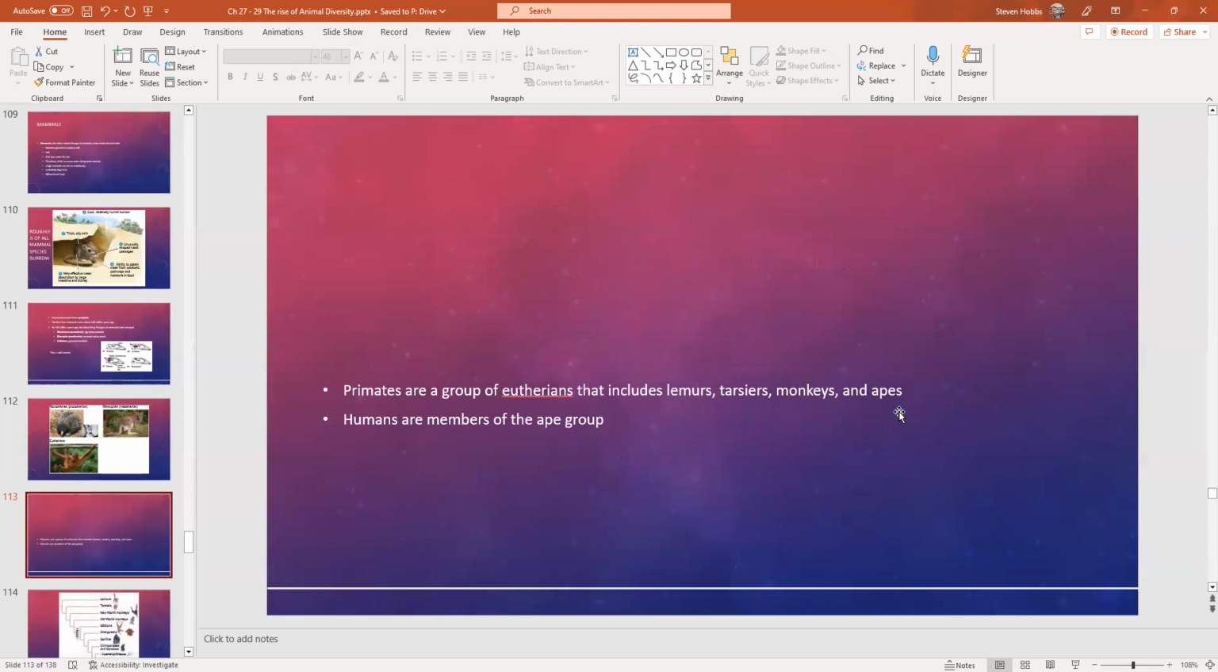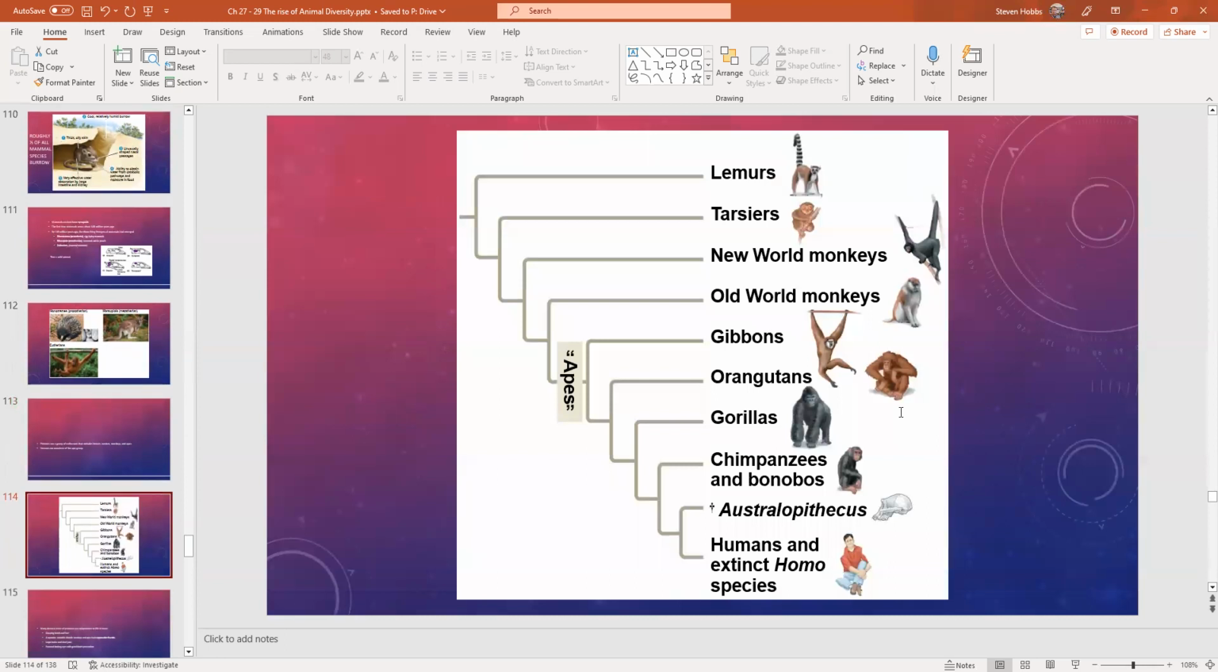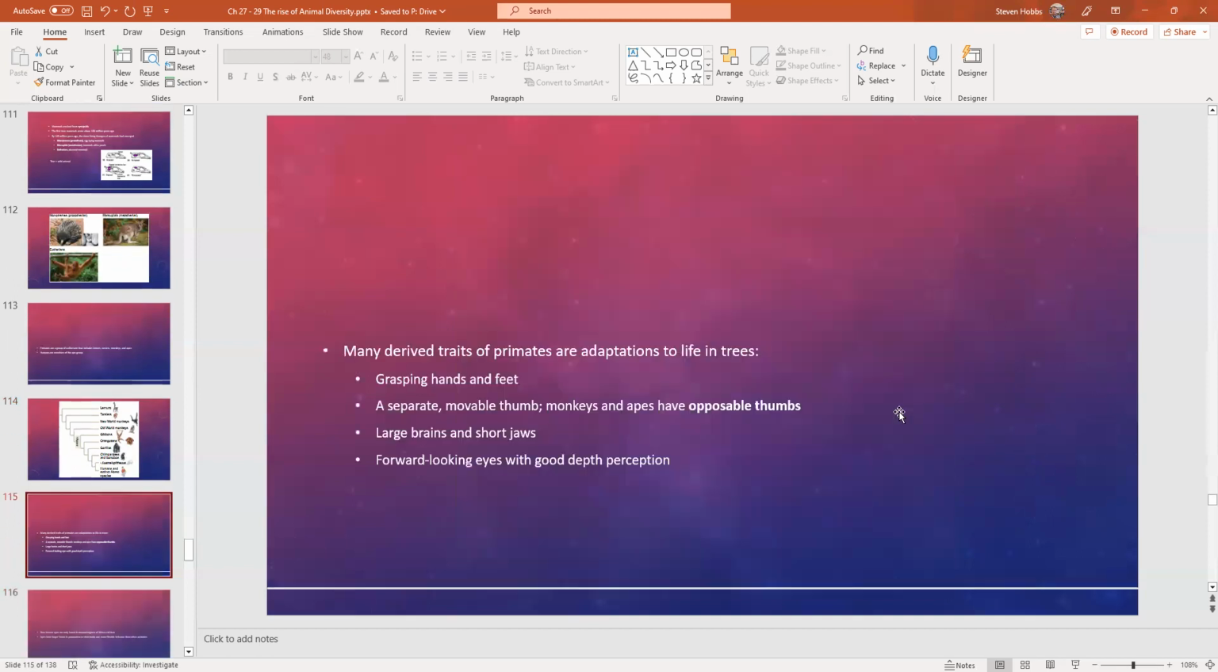So primates are a group of eutherians. They include the lemurs, the tarsiers, the monkeys, and the apes. Humans are a member of the ape group. We are the East African great ape, if you will. We start seeing all of these developments show up, and then later on we'll develop into humans and the other extinct Homo species, like Homo neanderthalensis.